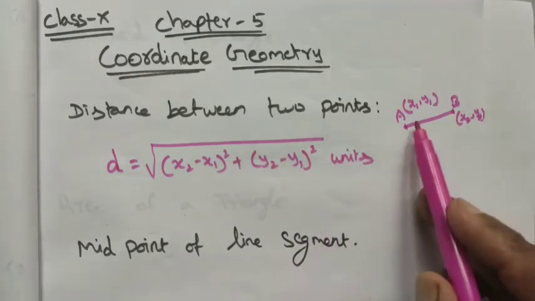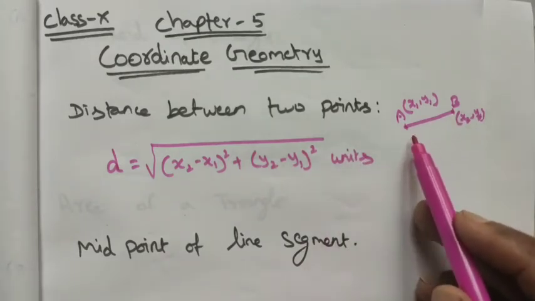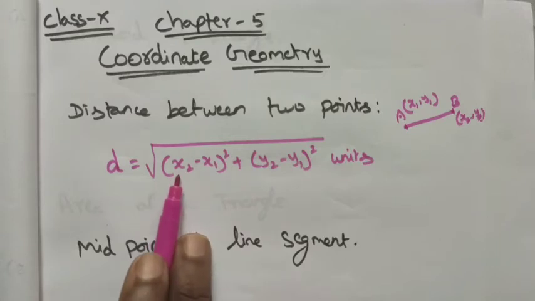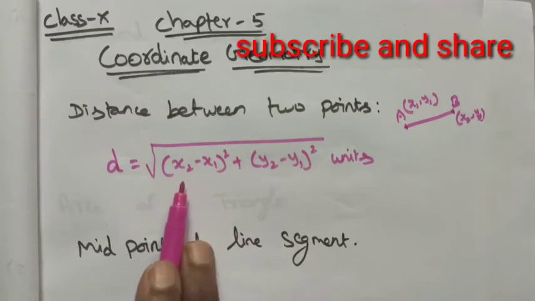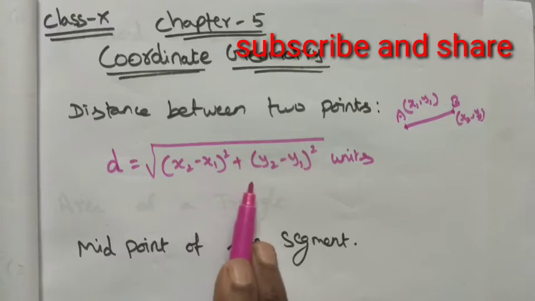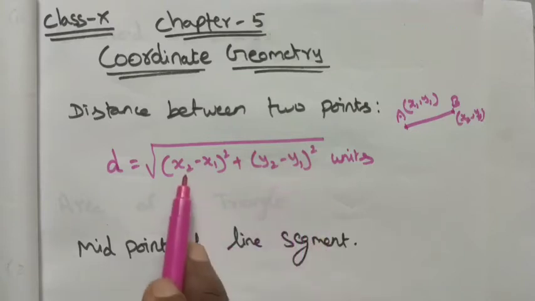Here we are finding a distance, so surely there will be a unit. Either we can write (x2 minus x1) whole square or otherwise (x1 minus x2) whole square plus (y1 minus y2) whole square. Here we have the square, so we get the same answer.